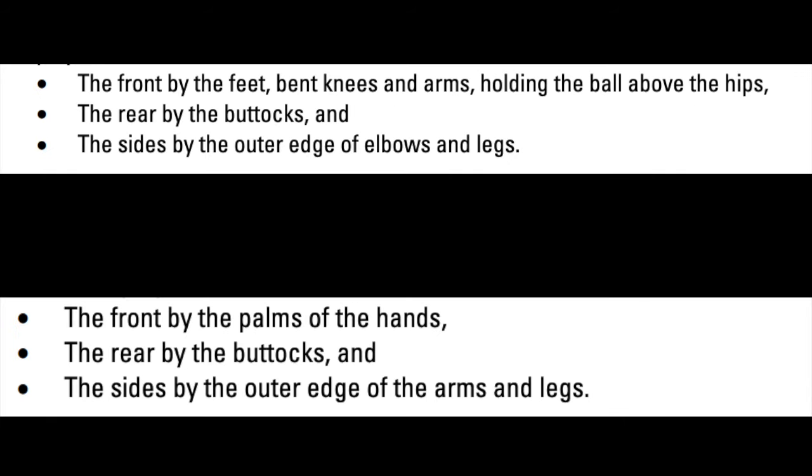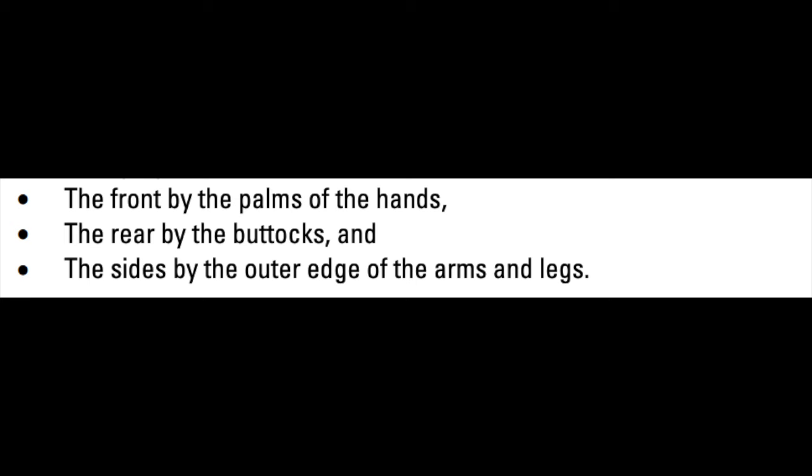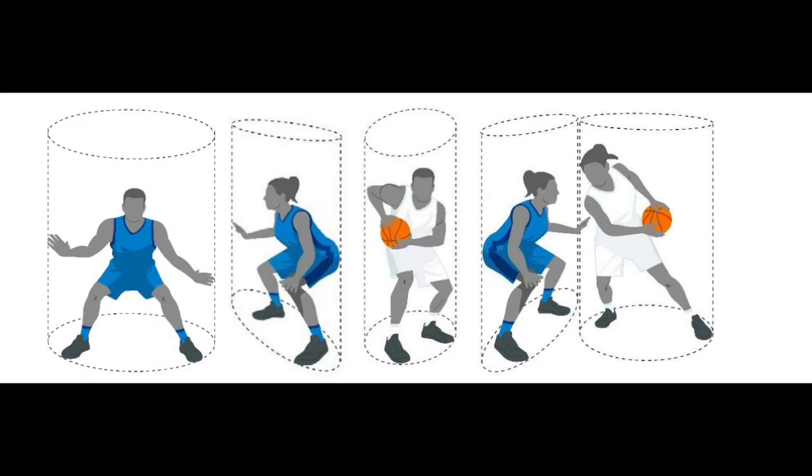The parameters of your cylinder for an offensive or defensive player are virtually the same. The only difference is an offensive player has a ball in their hands. Both cylinders' rear are marked by the butt. The butt is in a regular stance in line with the body. If it becomes stuck out, which is outside the cylinder, you have a potential for a personal foul. Then when we look at the sides of the cylinder, they are marked by the outer edge of the arms and legs. Your legs and feet are roughly shoulder width apart. Any big extension out of those areas will be outside your cylinder.